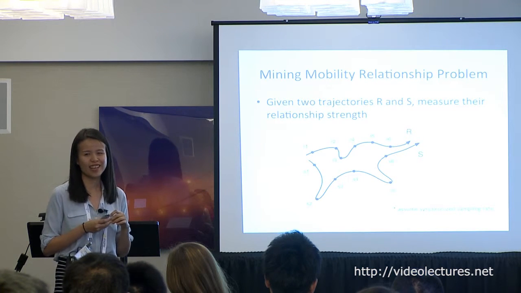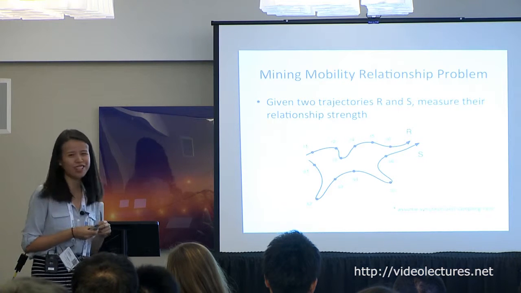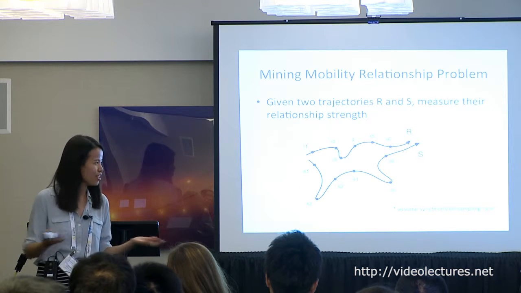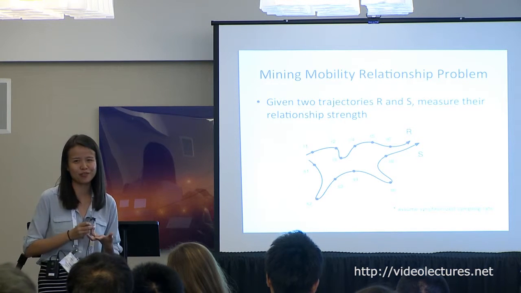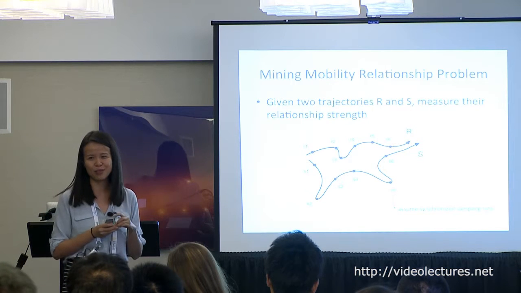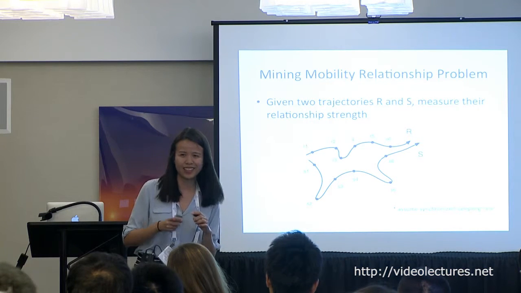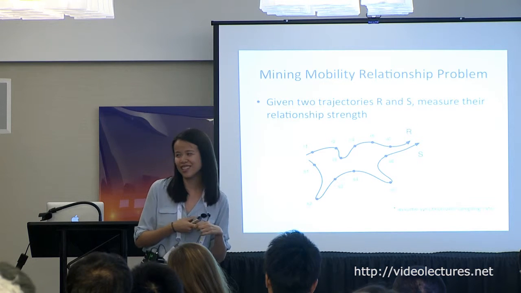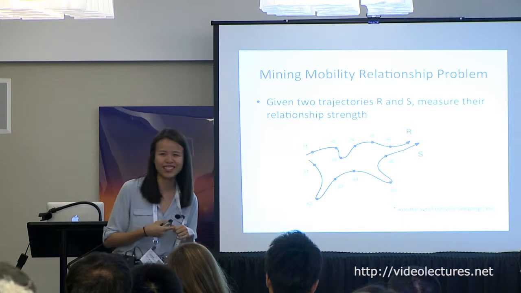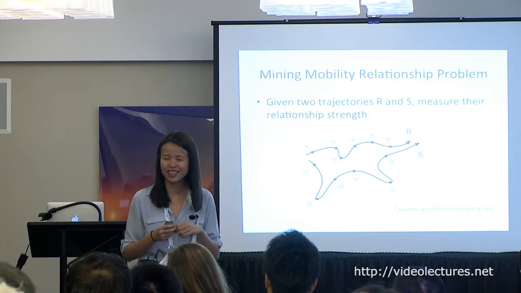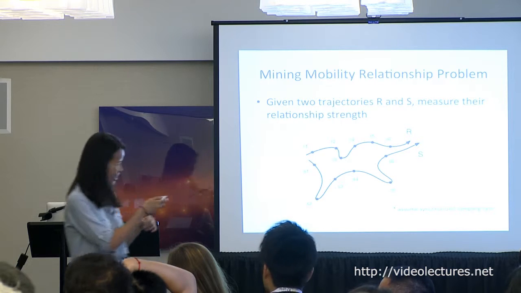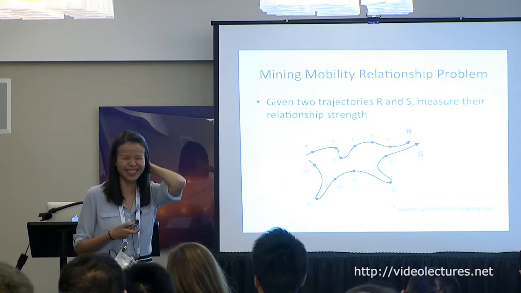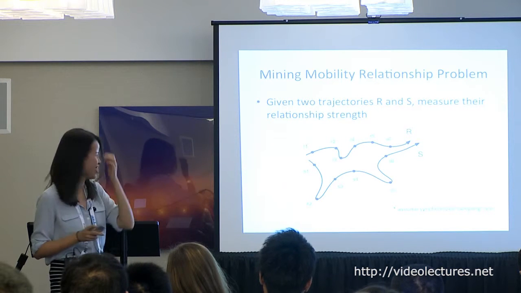Right, so can anyone give me a simple answer? If I have your trajectory and I have my trajectory, or your friend's trajectory or something, what is the most straightforward way to measure the relationship strength? Yes? Collocation? Yes? Destination? Based on the destination? What do you mean based on destination? Okay. Final destination? Okay, that was the answer I never got before.